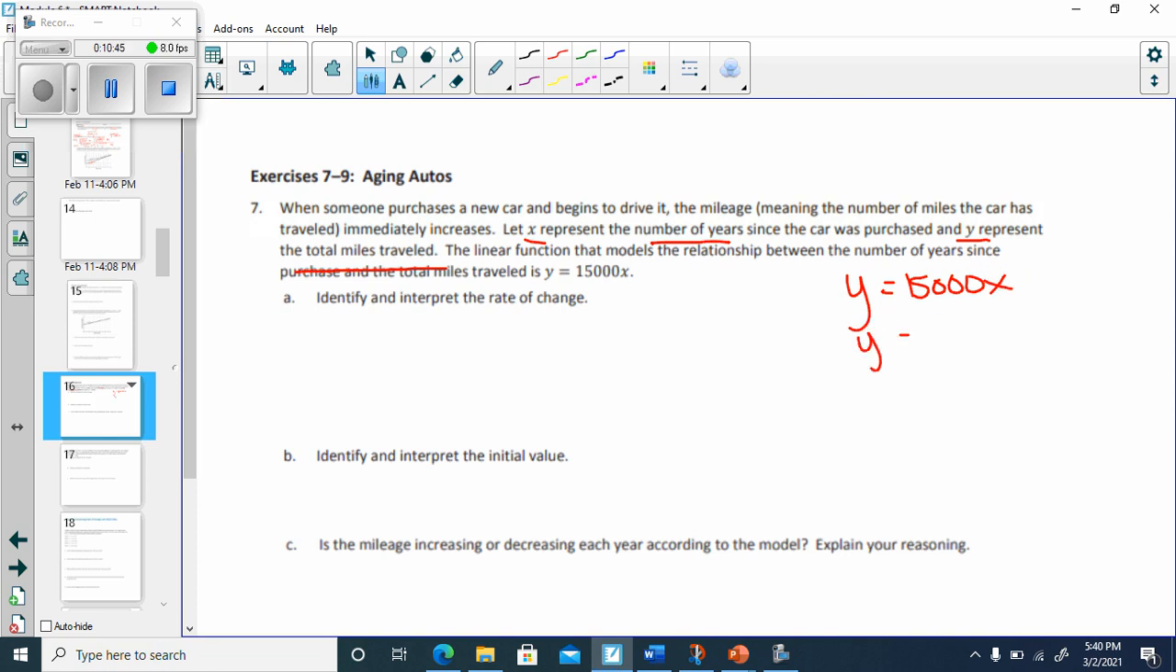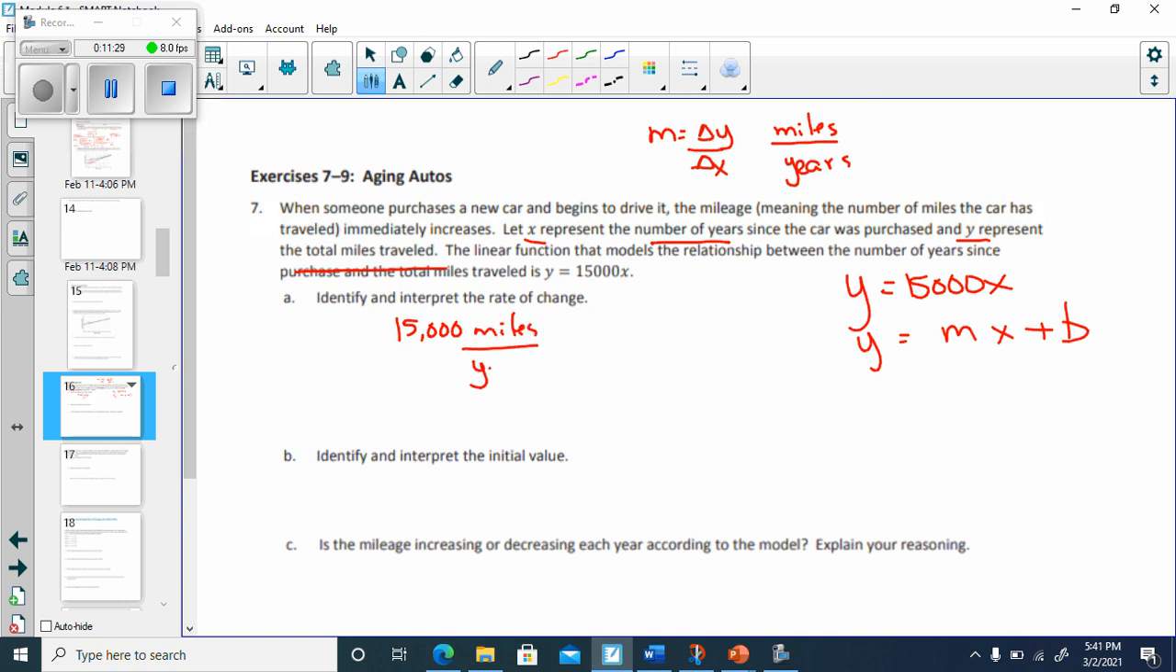Now remember, a linear equation, y is equal to mx plus b, isn't it? They want us to identify and interpret the rate of change. What is our m here? It's 15,000, isn't it? What does it mean? Well, we know that our m is our change in y over our change in x. Our y represents total miles traveled, and our x represents number of years. So let's look at that. This is 15,000 miles per year, isn't it?